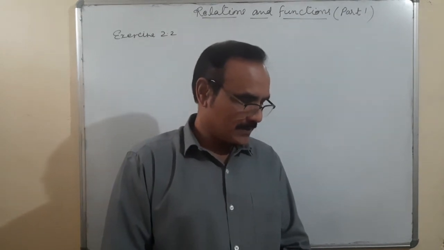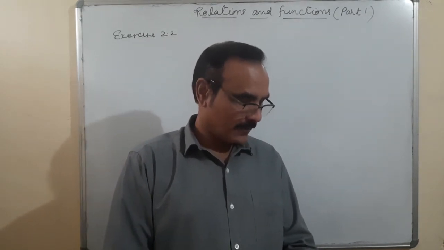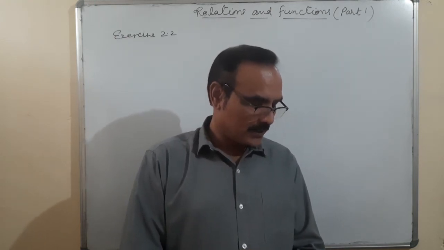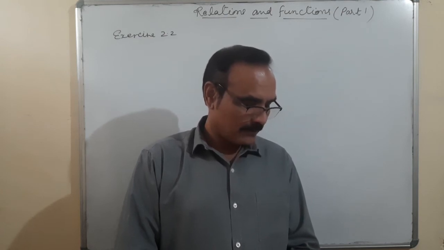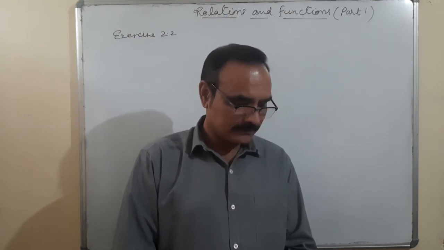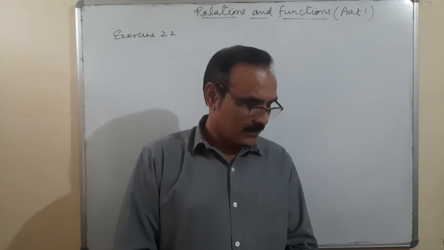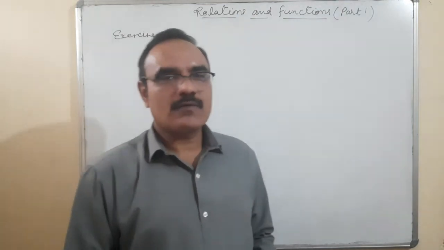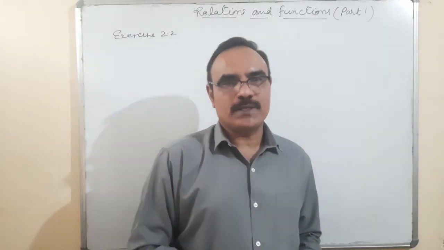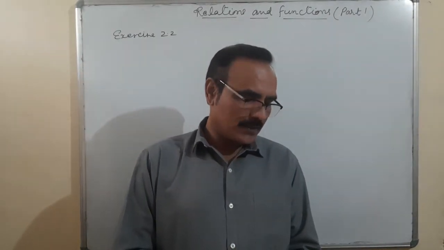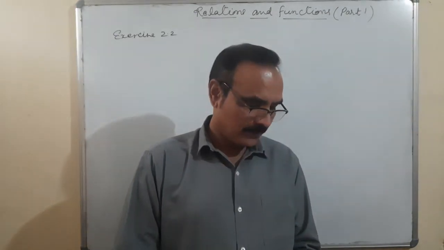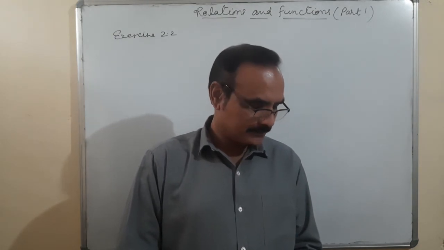Now let us take an example. This is the question. Let A is equal to {x, y, z}, and find the number of relations from A to B. For the total number of relations, there is a formula: 2 to the power of n(A) times n(B). Suppose A has 3 elements and B has 2 elements, 3 times 2 is 6, so 2 to the power 6 is the total number of relations.